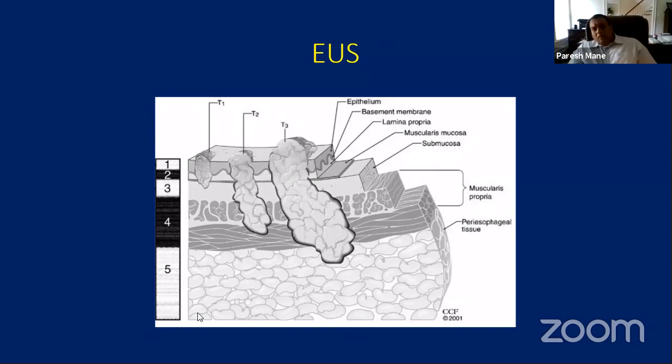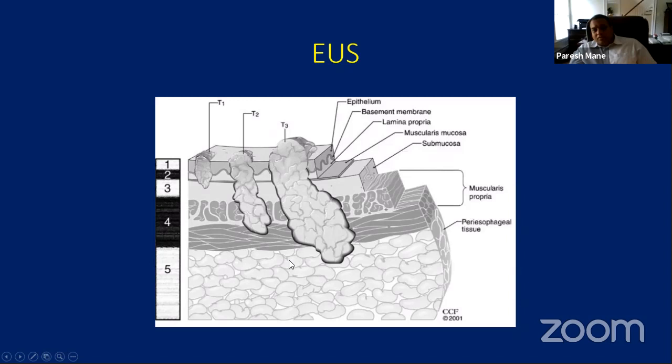Yeah. So if you look at this, this is the anatomy of the esophagus layers, and these are the different colors to your left. The first layer that you see on the EUS looks less bright, darker, less bright, darker, less bright. The first one is usually the mucosa, the epithelium, the basement membrane. The second layer is the lamina propria going on to the submucosa. The third layer is the submucosa. The fourth layer is the muscularis propria, the dark layer. Muscle usually will appear dark. And then the periesophageal tissue.